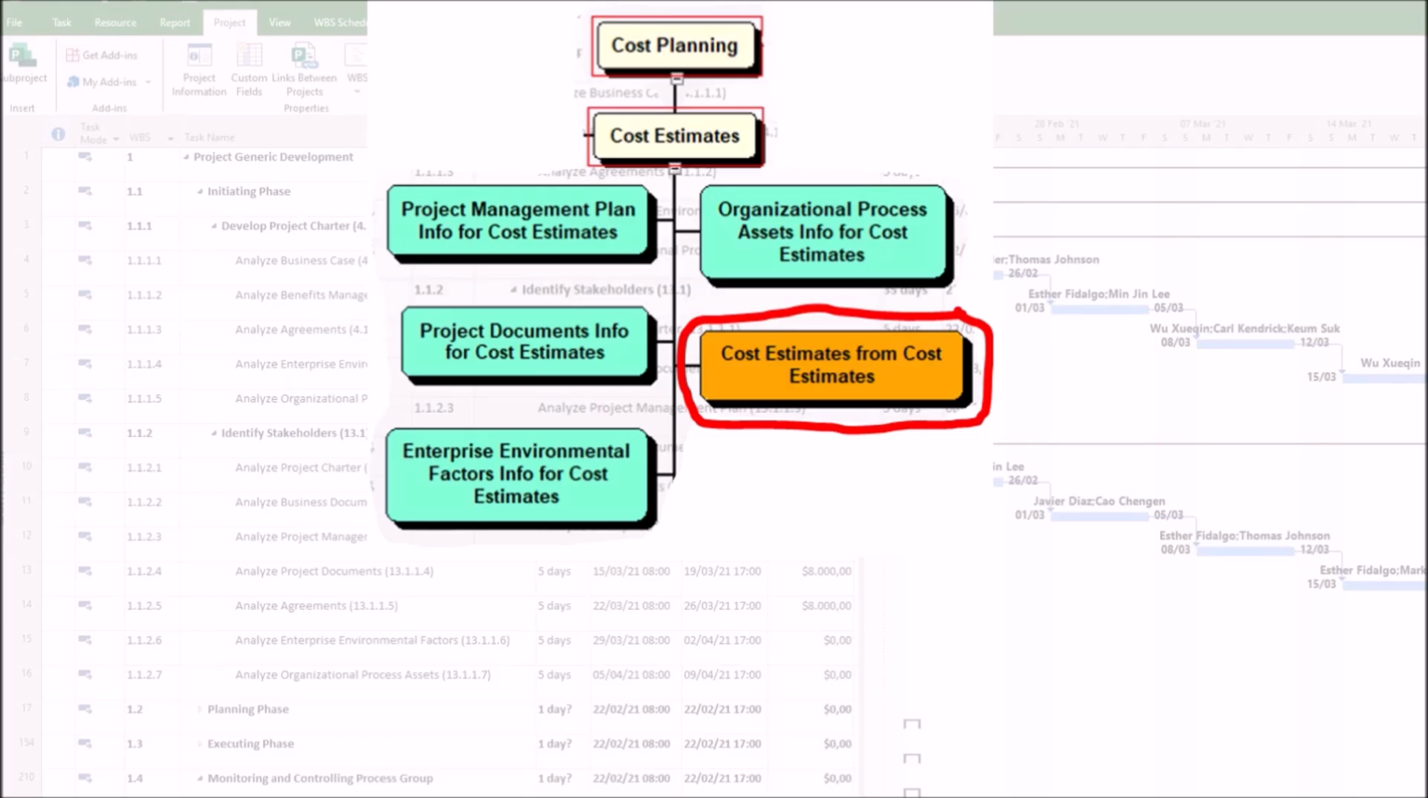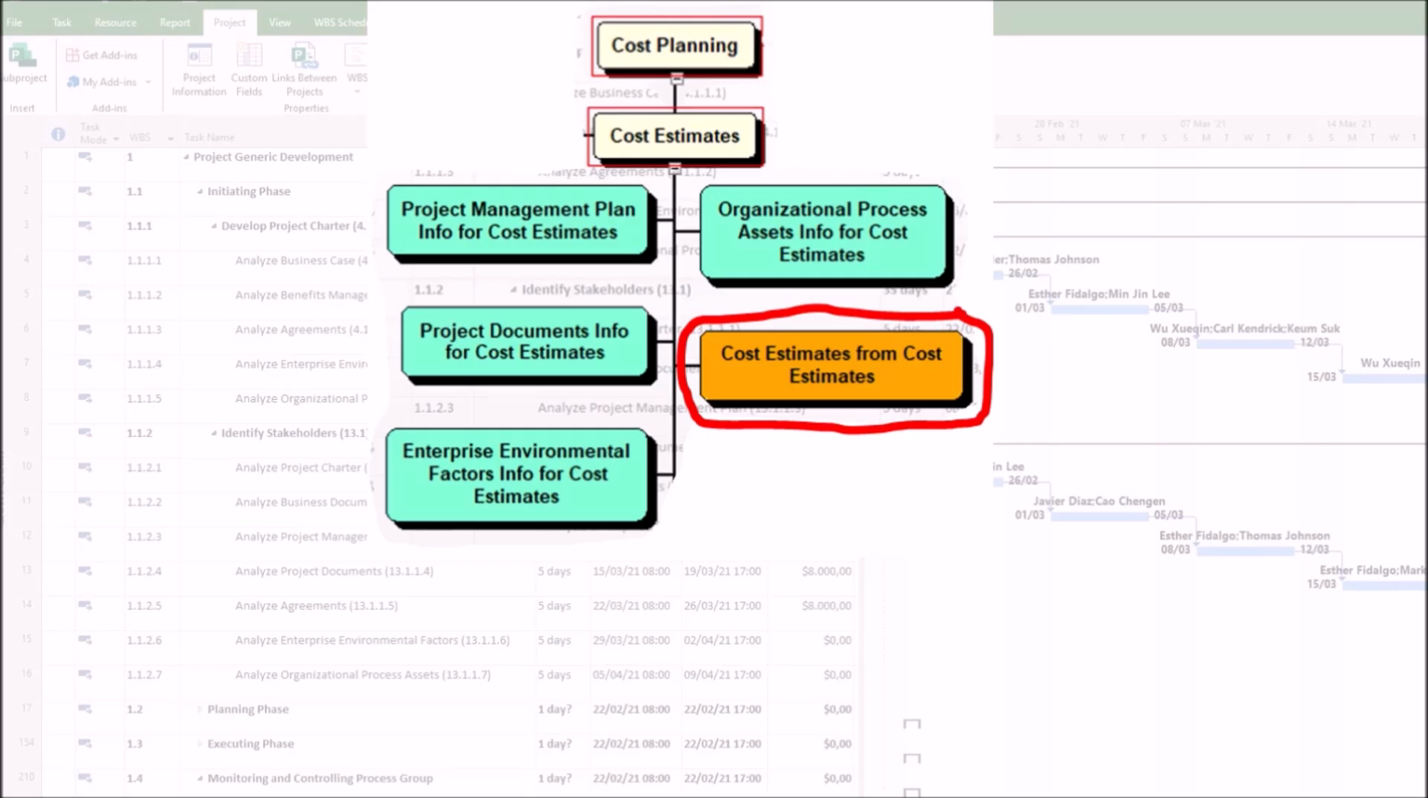First, quantitative data, such as labor, materials, equipment, and contingency reserves. Second, assumptions and constraints, which are justification for estimates. Third, level of precision, such as rough versus definitive estimates. Fourth, documentation, such as supporting details for transparency.